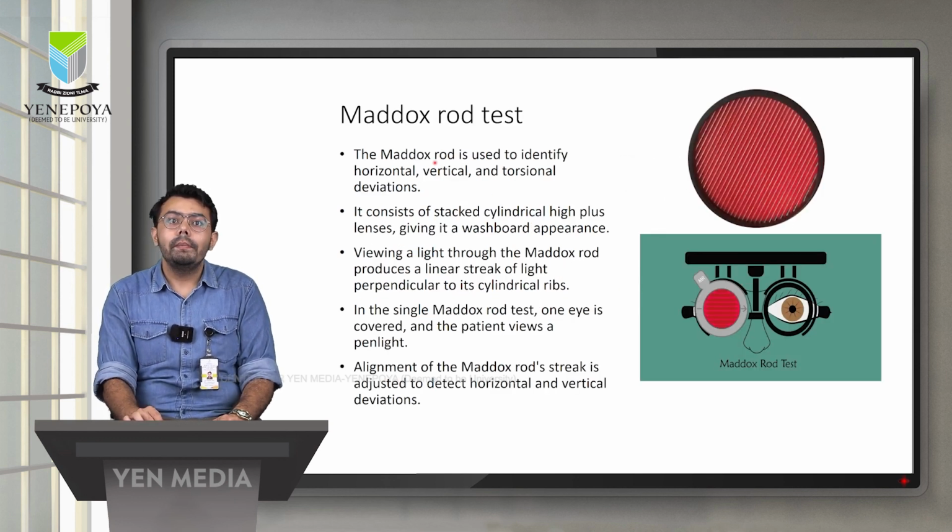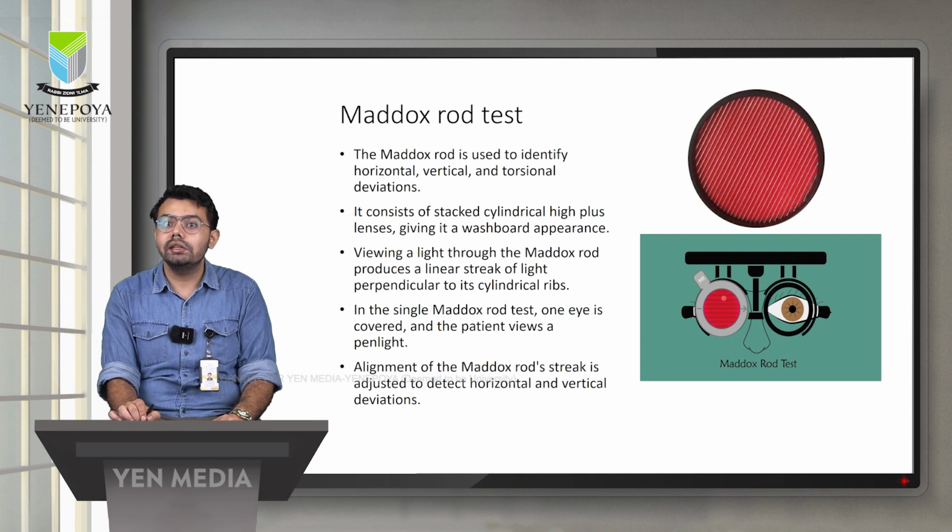Maddox rod test. The Maddox rod test is used to identify the horizontal, vertical and torsional deviation. It consists of stacked cylindrical high-power lenses, giving a washboard appearance. Viewing a light through the Maddox rod produces a linear streak of light perpendicular to the cylindrical lenses. As we have seen, the Maddox rod cylinders are perpendicular to each other.